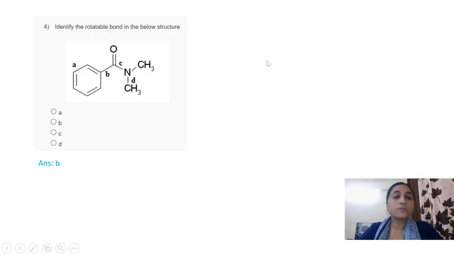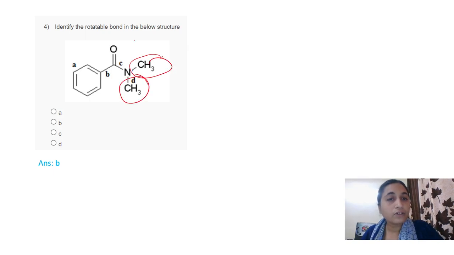So this is question 4. Identify the rotatable bond in the below structure. In this structure, the rotatable bond is B, because I have told in previous classes that all of these won't be rotatable bonds. This only, and this can be, but this has partial bond character. So C is excluded, and the answer will be B.